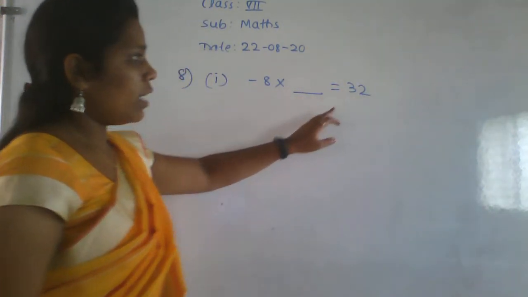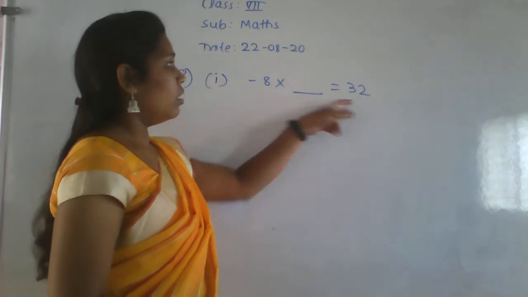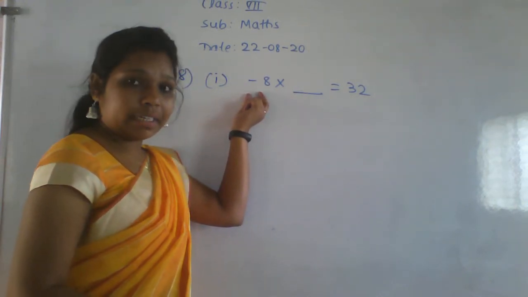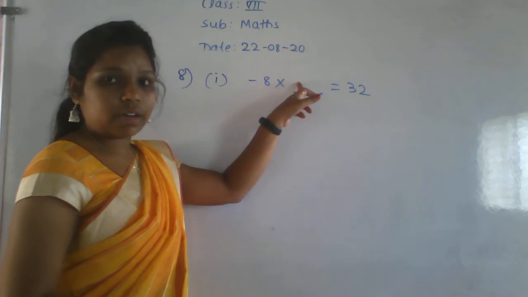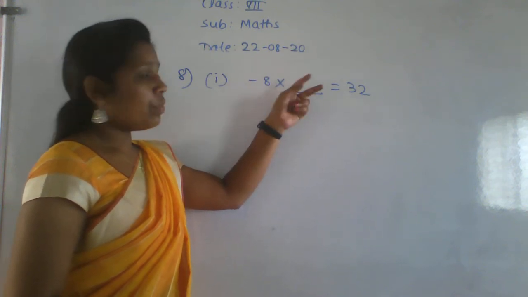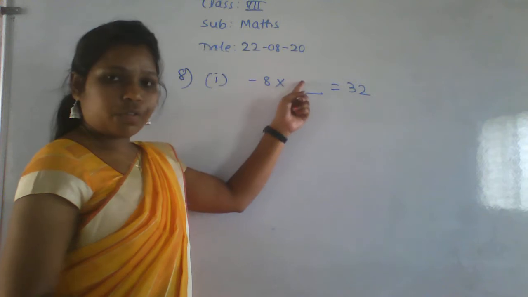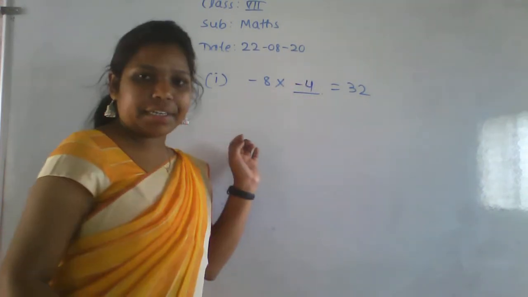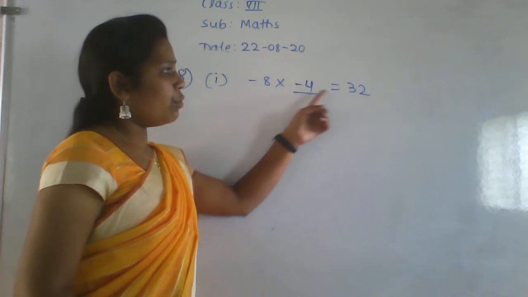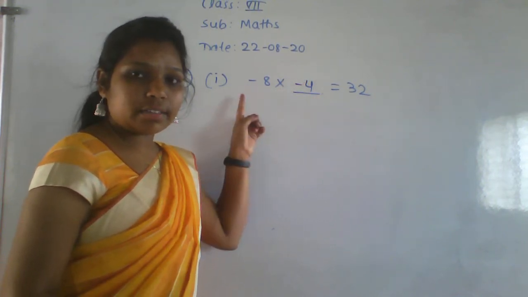Here we are getting a positive answer. One value is minus 8 here, so the blank should be a negative integer only. Okay, don't take a positive integer here. 8 4s are 32. So here you have to write minus 4. Minus 8 into minus 4 is 32. Minus into minus is always plus.